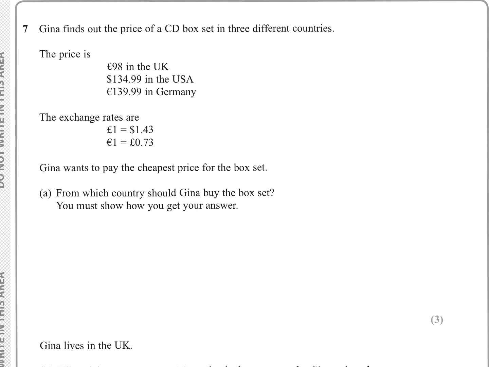Question 7. Gina finds out the price of a CD box set in 3 different countries. So we know that it's £98 in the UK. We've got our calculators, so we're okay to convert this into pounds here for the USA. Well, £1 is $1.43. So if we do 134.99 divided by 1.43, then it would cost £94.40 to the nearest penny in the USA.